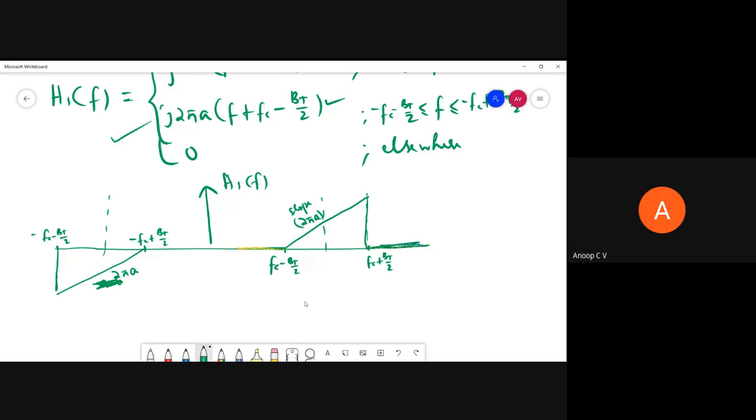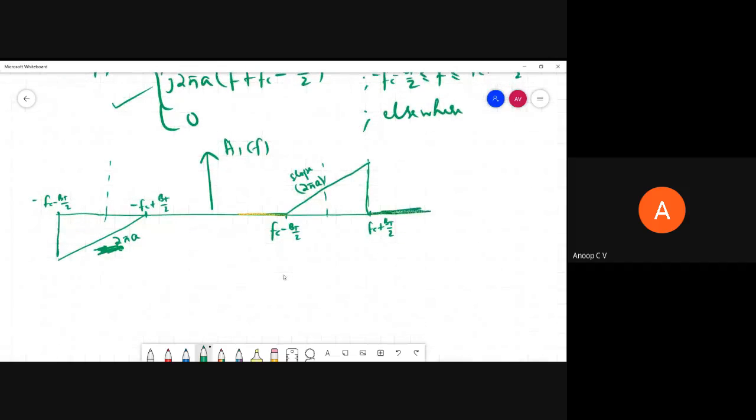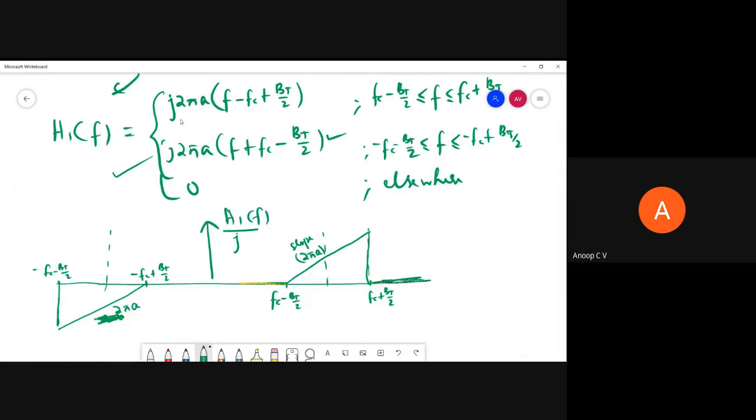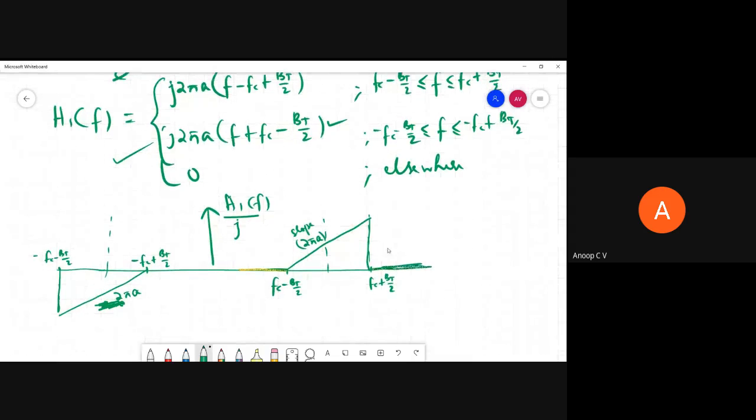So this is our slope circuit, h1 of f. In fact, I should have written it as h1 of f by j, because it's purely imaginary. There is a j here. So I should have written h1 of f by j, and it's like this. Slope is equal to 2 pi, it spans these regions. Why is this part negative?